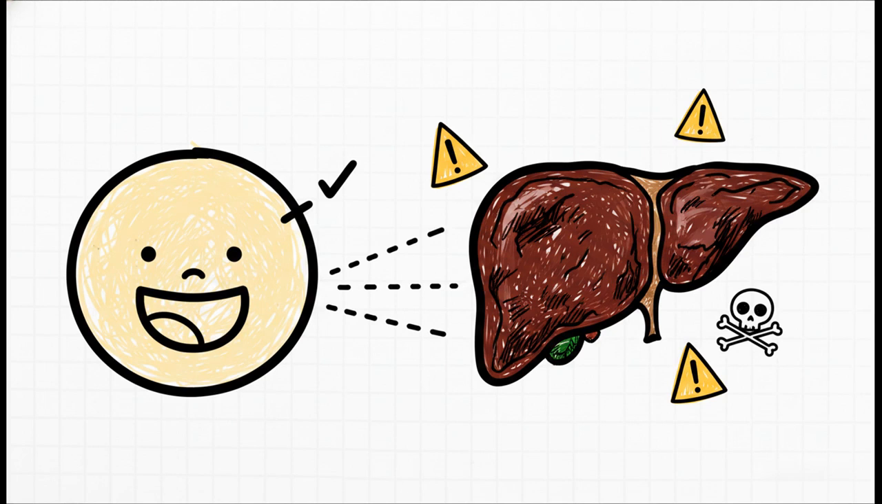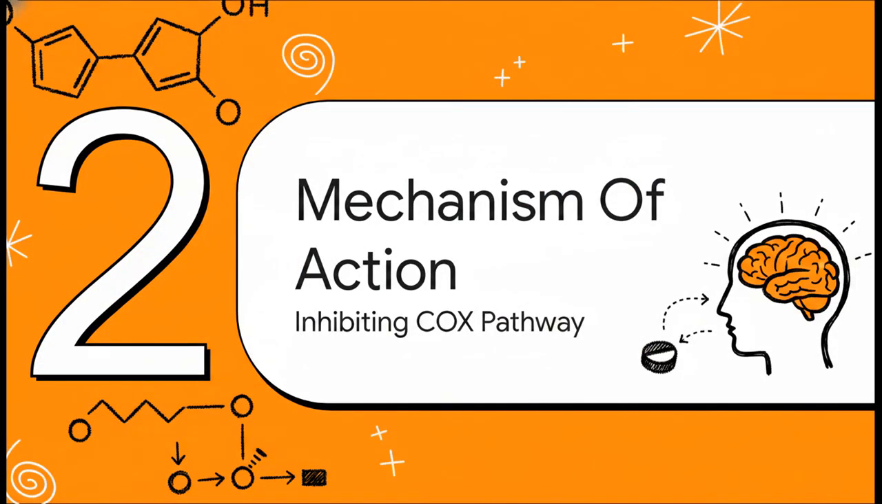This perfectly illustrates the paradox of paracetamol. It's incredibly safe and well tolerated at therapeutic doses, even on an empty stomach, but it is silently fatal in a massive overdose. You have to look far deeper than initial vital signs. Let's move to Section 2, Mechanism of Action, specifically focusing on inhibiting the COX pathway.